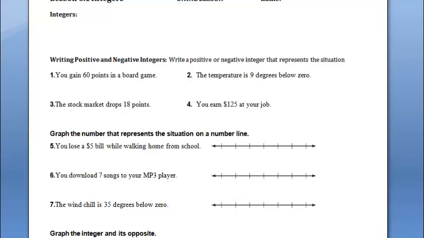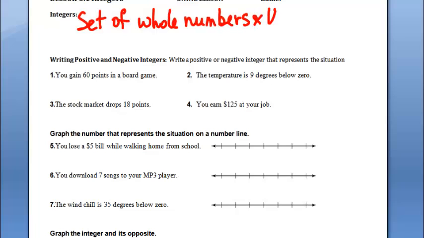Now let's go to the actual lesson and the sheet that you have in front of you. Integers. What are integers? They are the set of whole numbers and their opposites. And we saw that on the number line. Now 0 is not considered as a positive or a negative number.